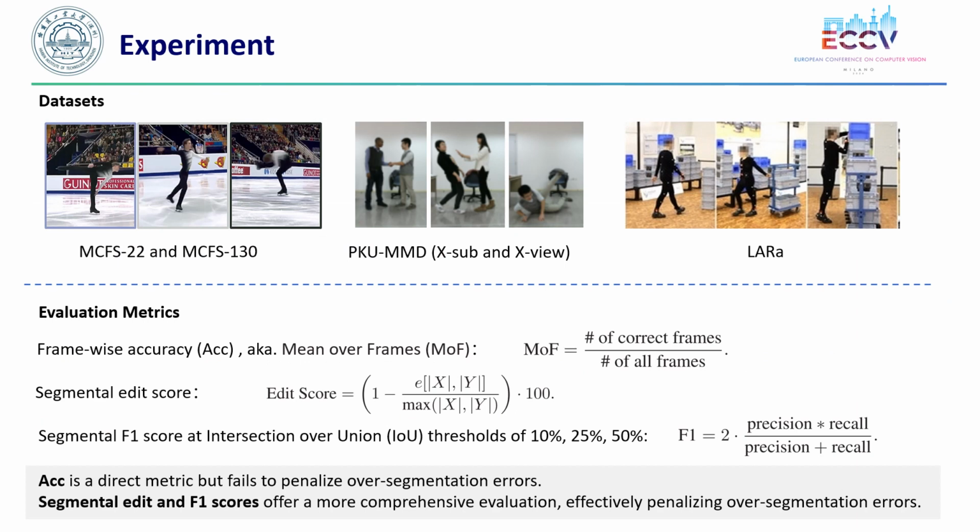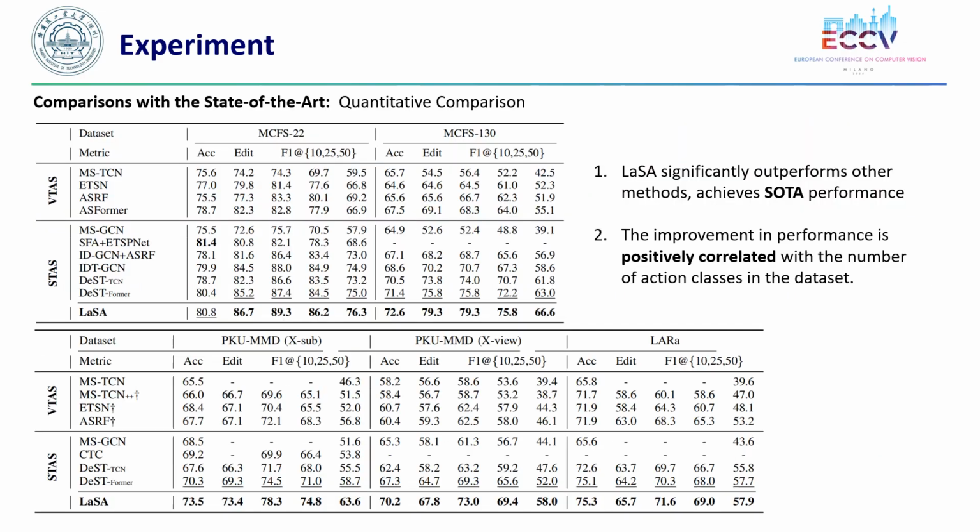Moving to the experiments, we conducted evaluations on 5 public datasets: MCFS 22, MCFS 130, PKUMMD, XSub, and XView, and LARA, using frame-wise accuracy, segmental edit score, and segmental F1 score as metrics. In our quantitative comparison, we observed that across all evaluation metrics, our method consistently achieves state-of-the-art performance, with notable improvements in segment-level metrics, demonstrating the effectiveness of LaSA in action segmentation.